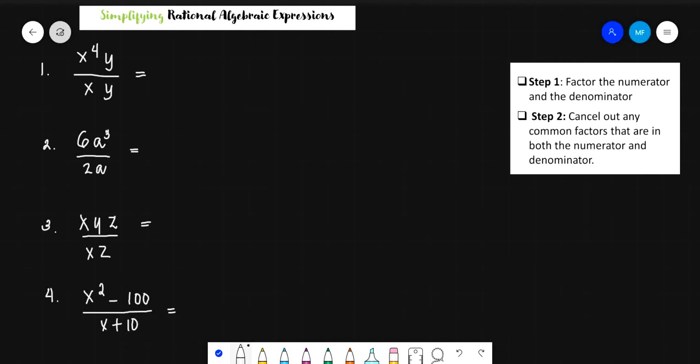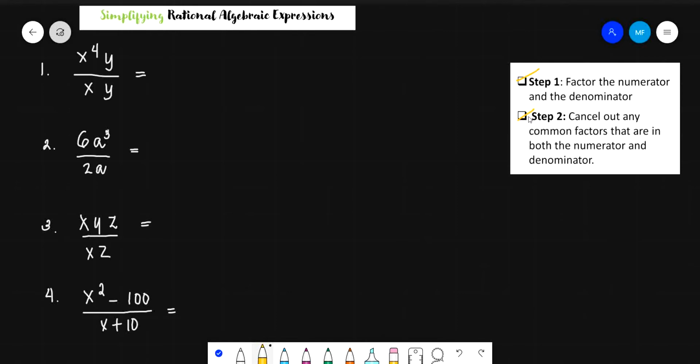Simplifying rational algebraic expressions. Paano ba tayo mag-simplify ng mga rational expression? Sundin lang natin tong mga steps na to. Step number 1, kailangan tingnan natin kung pwede ba nating i-factor yung numerator at denominator. Kung meron man, i-factor muna natin and then proceed tayo sa step number 2 na kung saan i-cancel out natin lahat ng common factors. Kung ano man yung common factors sa numerator at denominator, equal yun sa 1. And then kung ano yung natira doon sa mga na-cancel, so that will be your simplest form.